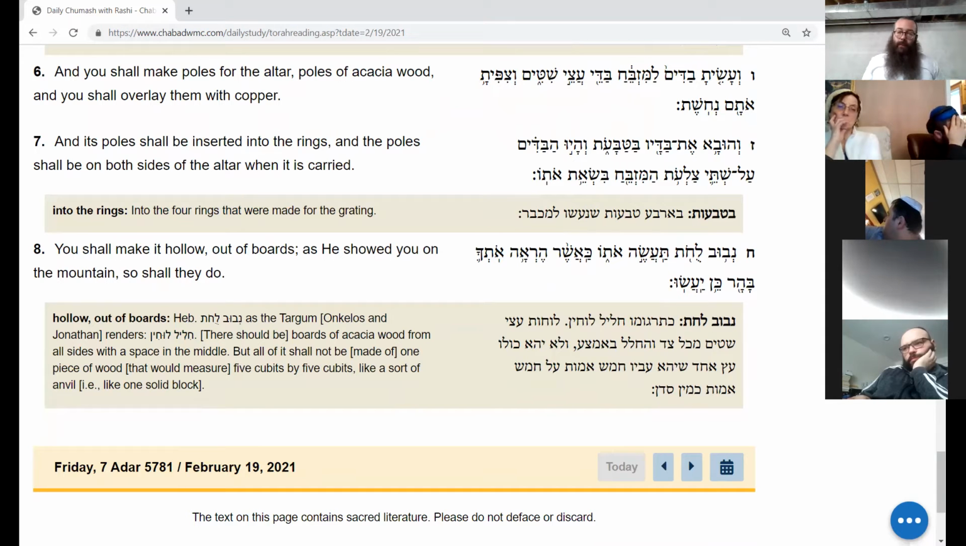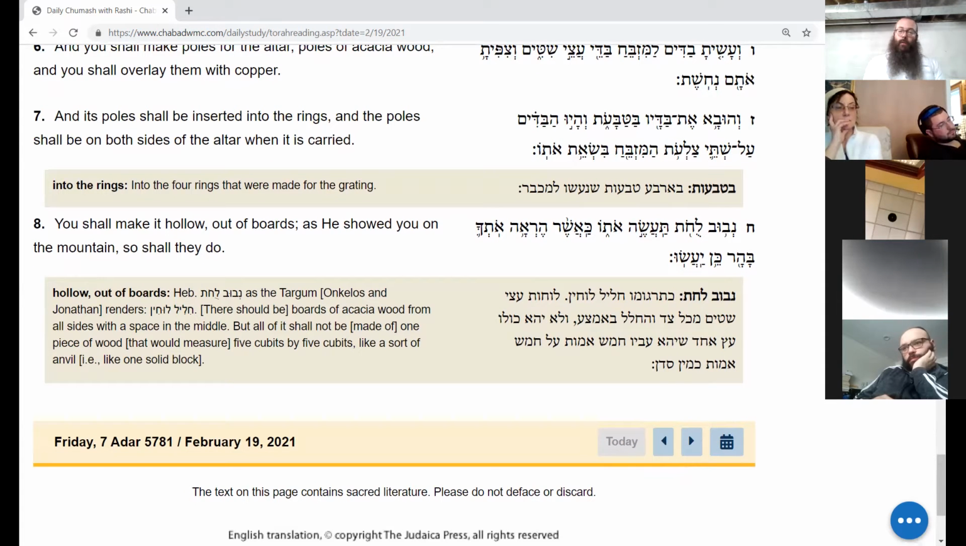Remember, they need to move from place to place. Verse 8, here's where it says you should make it hollow. Don't make this a 7.5 by 7.5 foot filled with pine wood. How in the world are you going to carry a thick 7.5 by 7.5 by 15 foot box? It's not possible. So make it hollow. Kasher heracha hera ischa bahar kenasu. Just as Hashem showed you on Mount Sinai exactly how to build this altar, that is how you should build it, and that is the Chumash for Friday.